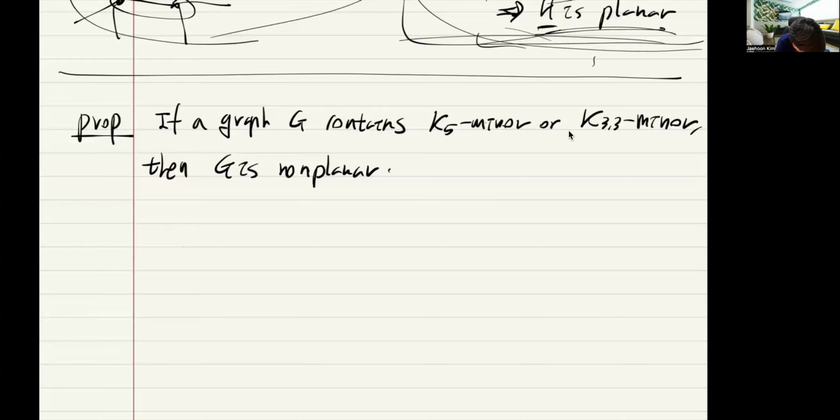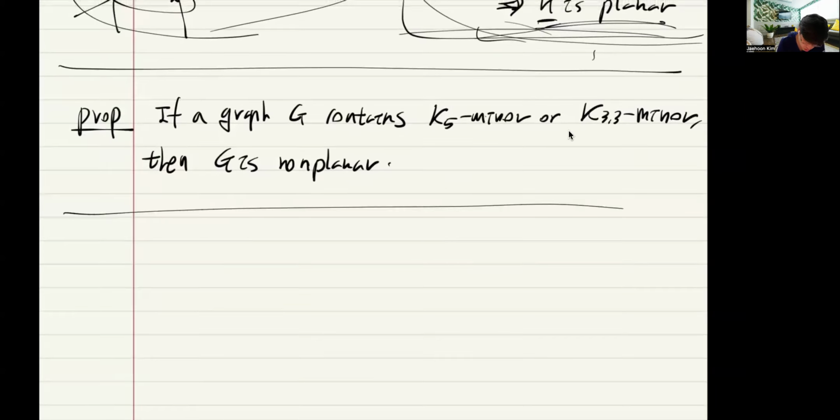So having no K5 or K33 as minor is a necessary condition for, okay, let me repeat it. G having no K5 minor and no K33 minor is a necessary condition for it to be planar. And a natural question is, would it also be sufficient? And the answer is yes.